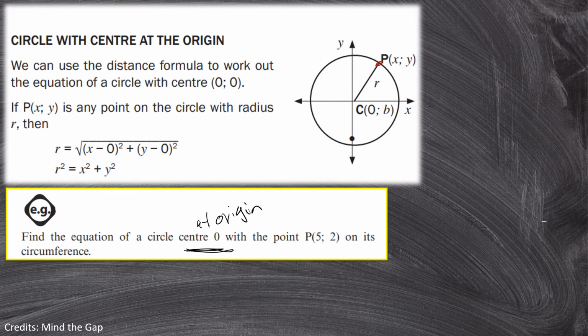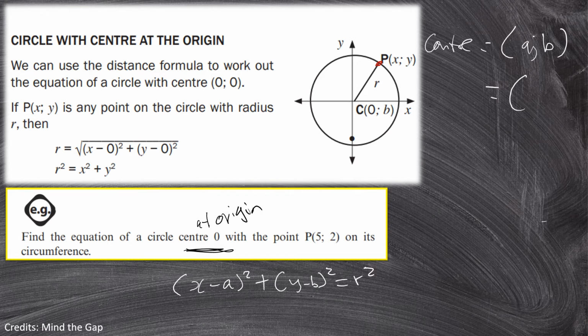With the center at the origin, we have to find the equation of the circle. What is the standard form for an equation of a circle? It is (x minus a) squared plus (y minus b) squared is equal to r squared, right? From this equation, we must know our center, which is a and b. Because it's at the origin, it's going to be 0 and 0.